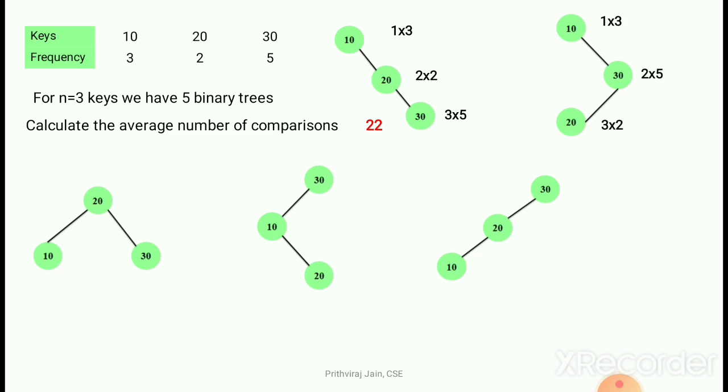Similarly, we will do the same thing for the rest of the trees. For the second tree, 1 into 3 plus 2 into 5 plus 3 into 2, so we will get 19. For the third, we get 1 into 2 plus 2 into 3 plus 2 into 5. Here it is 2 into 3 and 2 into 5 because both 10 and 30 are at the second level. So the number of comparisons here is 18. Next tree, 1 into 5 plus 2 into 3 plus 3 into 2, so this is 17. Then for the last tree, 1 into 5 plus 2 into 2 plus 3 into 3, we get a total of 18 comparisons.